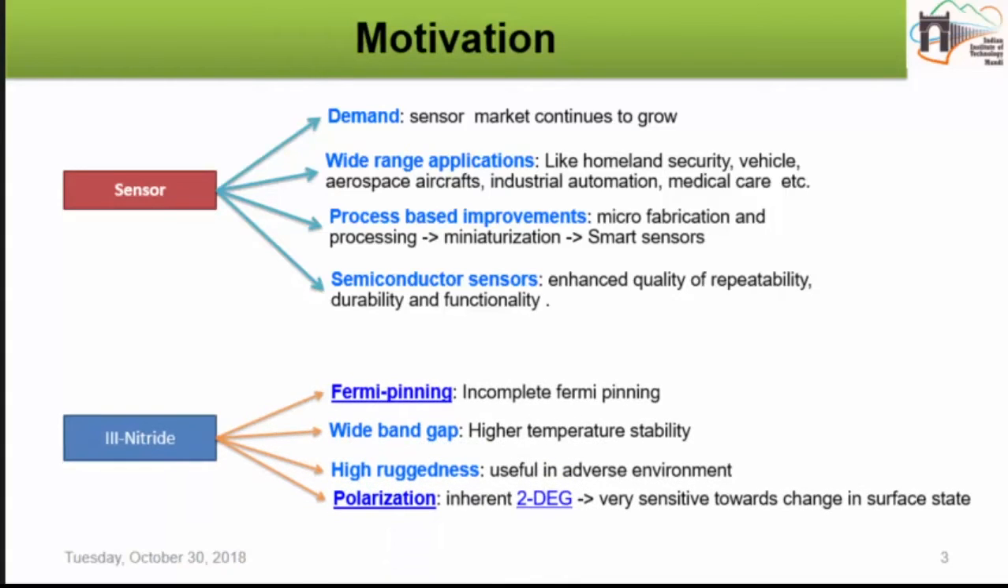So why III-nitride? First of all, Fermi pinning: in III-nitride material systems there is incomplete Fermi pinning, and because of that we can manipulate the Fermi level shifting by changing the carrier concentration when a gas is introduced or turned off. Then, wide band gap semiconductor gives high temperature stability and high ruggedness. That means the material system can be useful in adverse environments, and the inherent polarizability in this material system gives the advantage of very high sensitivity towards changes in the surface state.